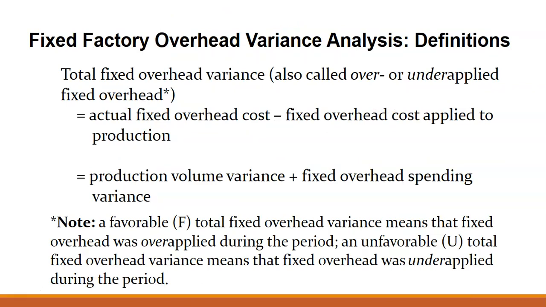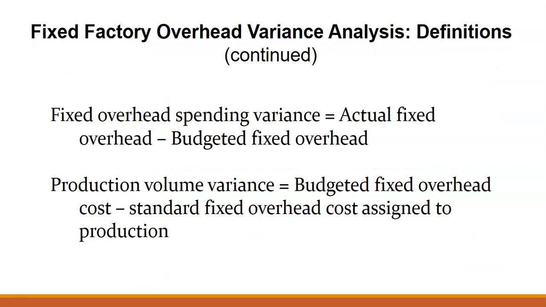When we look at the total fixed overhead variance, this is also our over or under applied overhead. A favorable total fixed overhead variance means that overhead was over applied, and an unfavorable total variance means that we under applied overhead during the period. Our fixed overhead spending variance is the difference between the actual fixed overhead and the budgeted fixed overhead. The production volume variance is the difference between budgeted overhead and applied overhead.